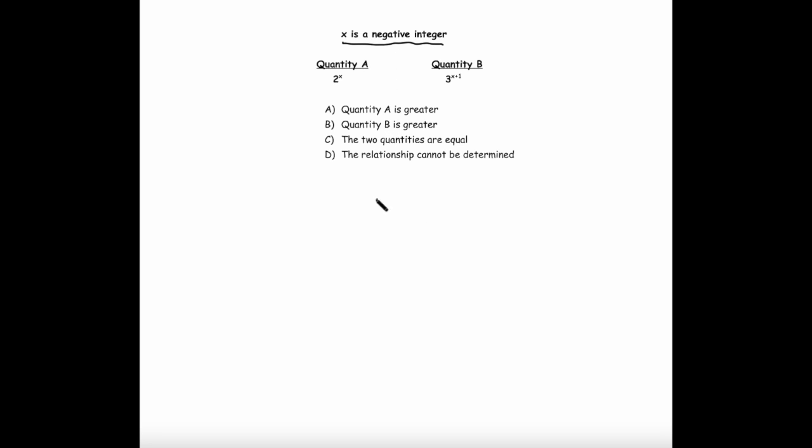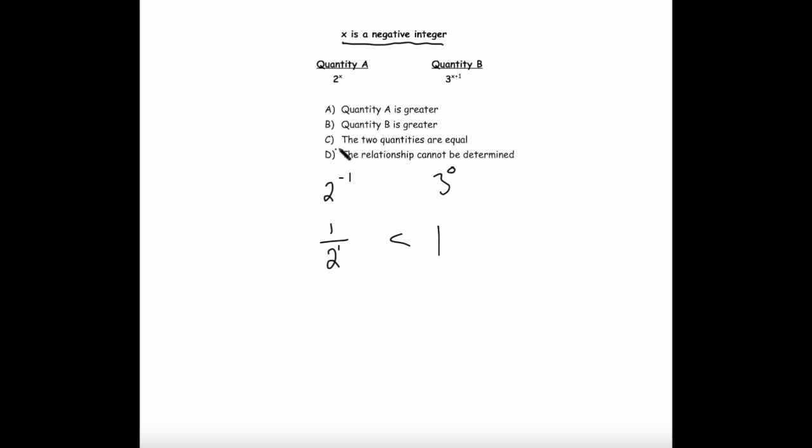How about -1, right? When I plug in -1, I get 2 to the power of -1, and 3 to the power of -1 plus 1 is 0. Well, according to our exponent rules, and this is worth reviewing if you don't know already, 2 to the power of -1 is the same thing as 1 over 2 to the power of 1, or 1 over 2, 1/2. And 3 to the power of 0 is just 1. So I just found one case where quantity B was greater.